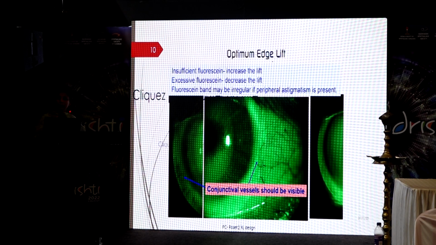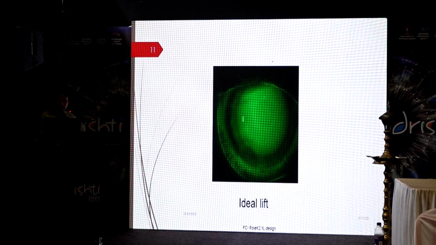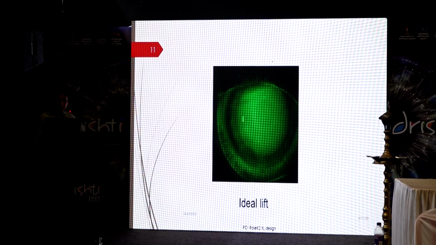So before I even say that you go in for a corneoscleral or scleral lens, corneal topography mapping is very important. That gives you an idea of the profile of the cornea. That will help you choose the right design, whether it is a prolate or an oblate cornea. Based on that, your choosing of the lens design becomes imperative. So this is an ideal lift where you see enough fluorescein along the edge. There is no impingement or blanching of the conjunctival blood vessels.